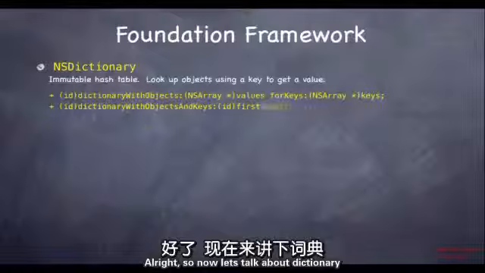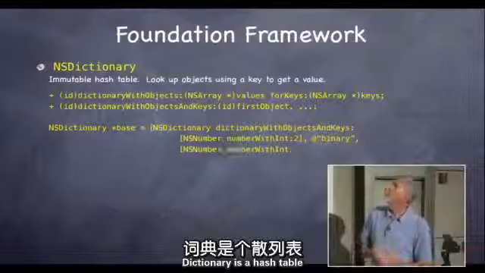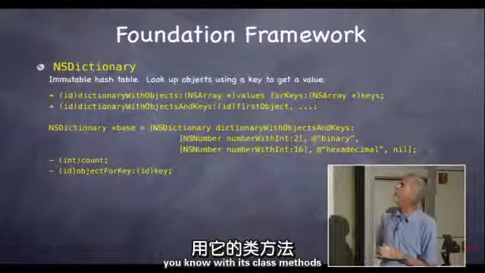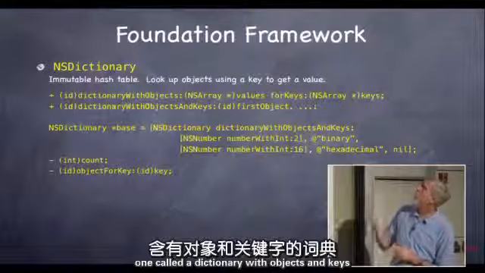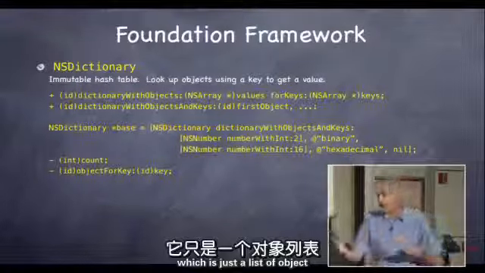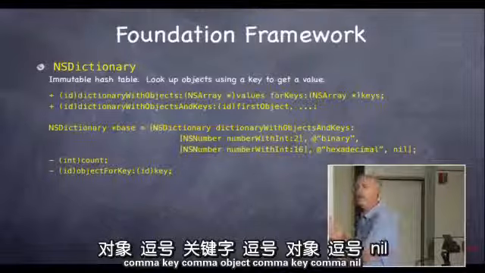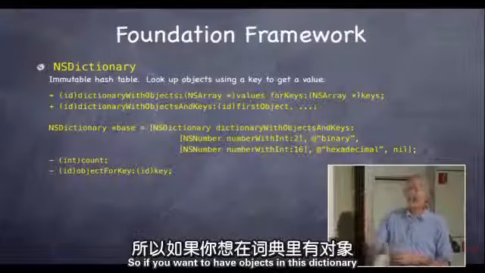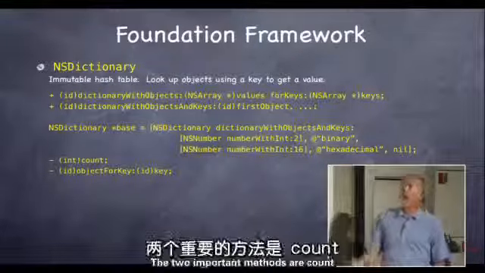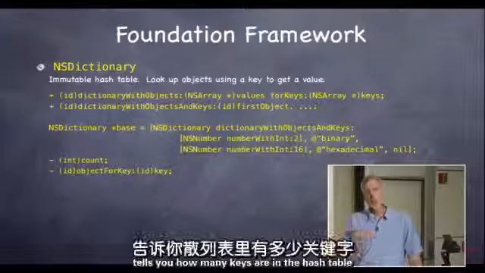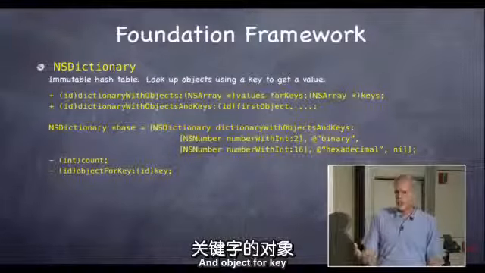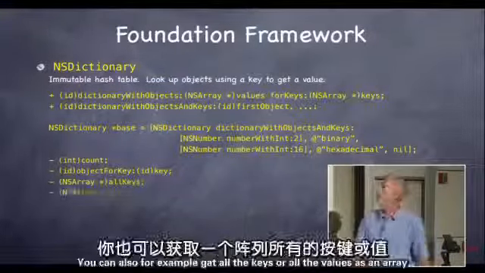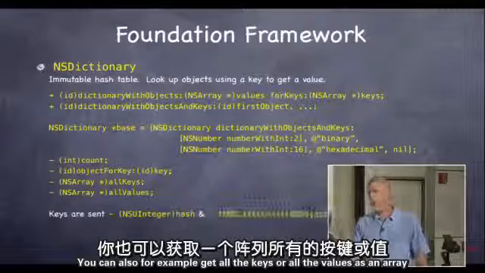All right, so now let's talk about dictionary. Dictionary is a hash table. You create it with its class methods. Here's an example one called dictionary with objects and keys, which is just a list of object, comma, key, comma, object, comma, key, comma, nil. Okay, as many as you want. This is immutable, so if you want to have objects in this dictionary, you've got to do it at creation time. The two important methods are count, which tells you how many keys are in the hash table, and object for key, which takes a key, looks it up in the hash table, and returns you the object. Okay? You can also, for example, get all the keys or all the values as an array.